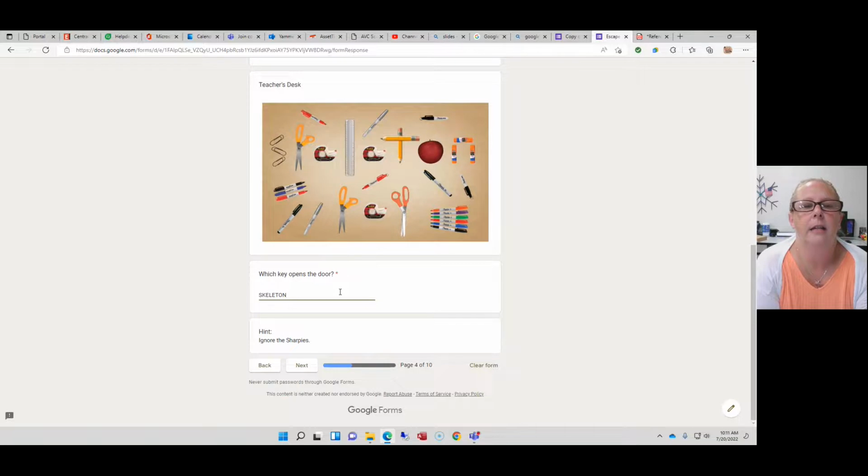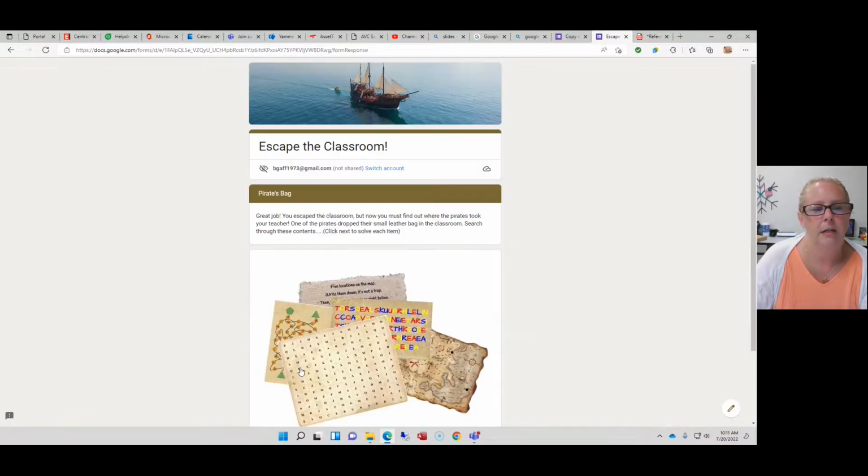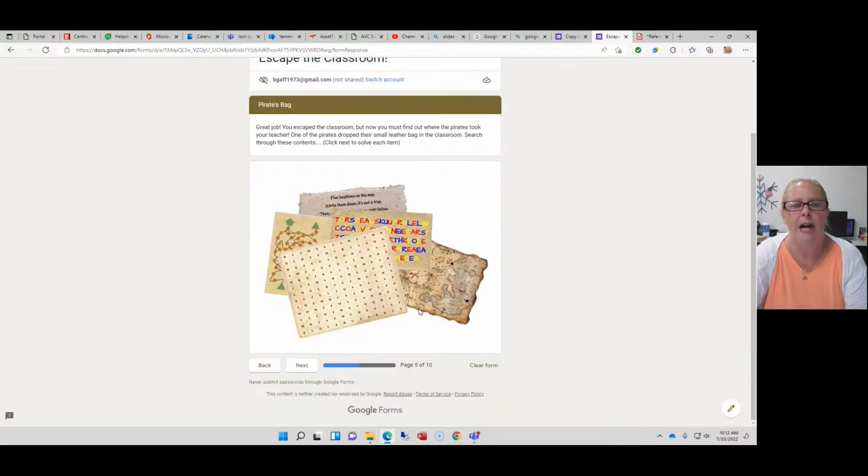S-K-E-L. Maybe? Yay! So we escaped that. But now you must find out where the pirates took your teacher. One of the pirates dropped their small leather bag in the classroom. Search through these contents. Click next to solve each item.